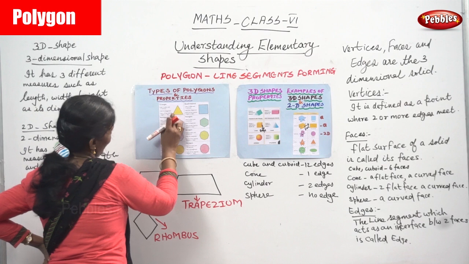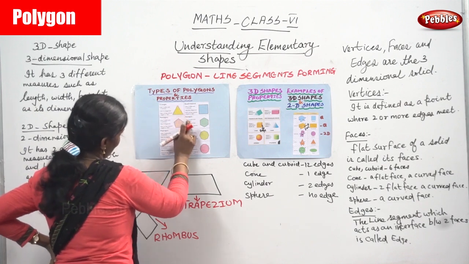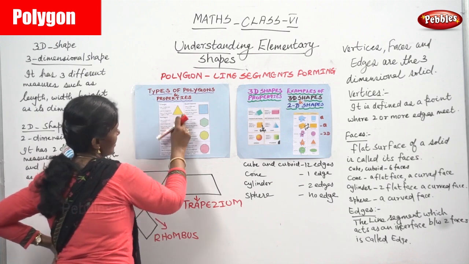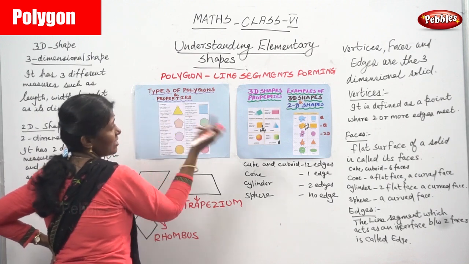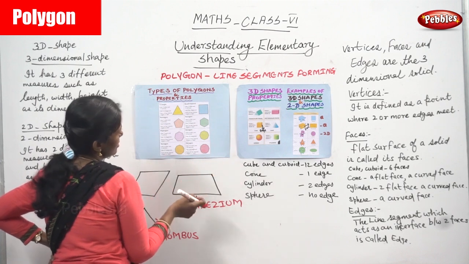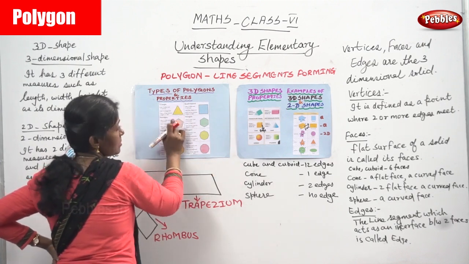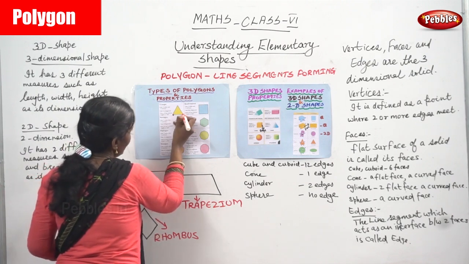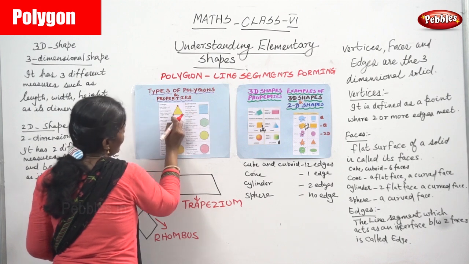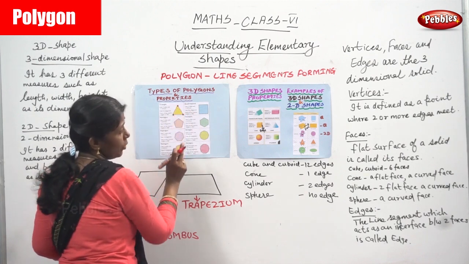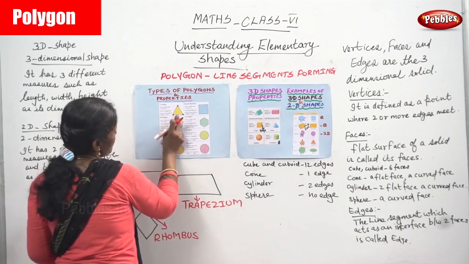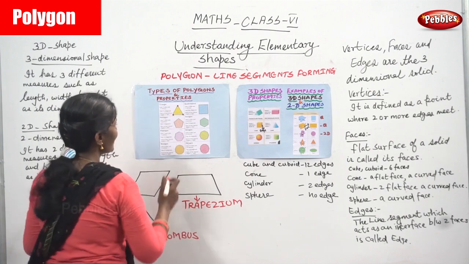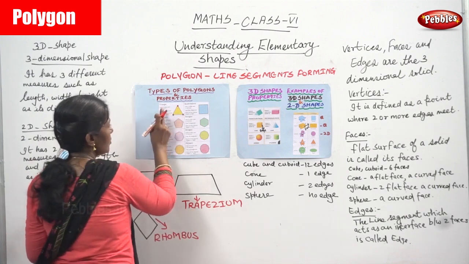This is one edge, this one edge, this one edge. So there are 1, 2, 3 edges. A vertex is defined as a point where 2 or more edges meet. This is a point, and this is a point, and this is also a point. So first point, second point, third point. How many points? 3 points. A point where 2 or more edges meet, we call it a vertex. So it has 3 sides and 3 vertices.